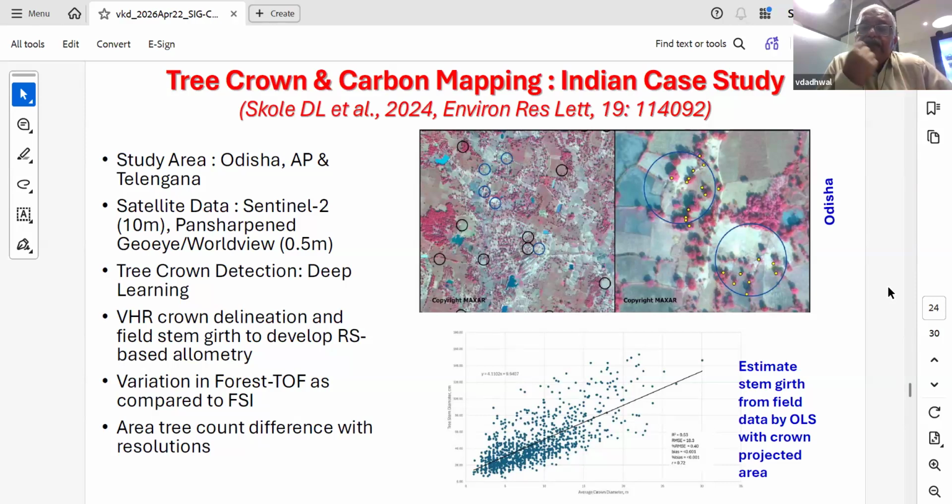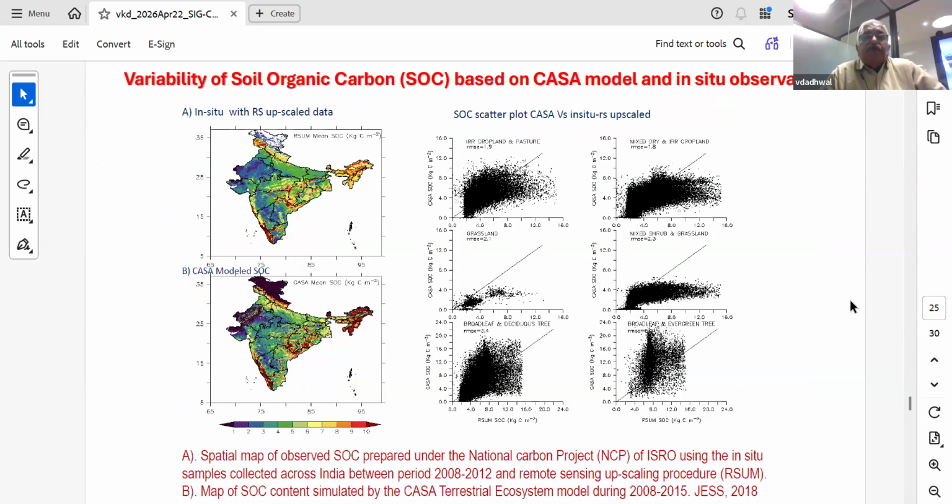So here, the stem growth is to be estimated using the satellite data and the tree mapping for all trees outside forest. Basically, these are the agriculture scattered and boundary trees. This is very important. They provide fuel wood, they provide fodder, and then they also take away the pressure from the other forests.